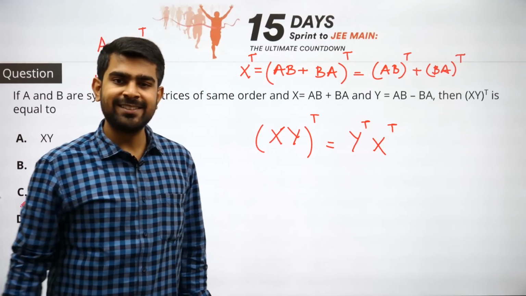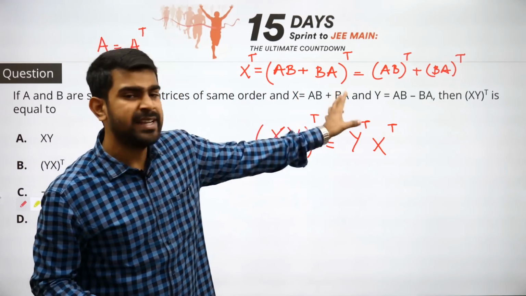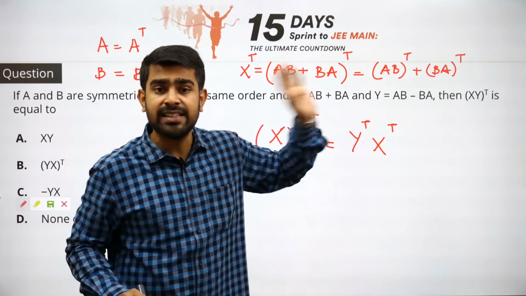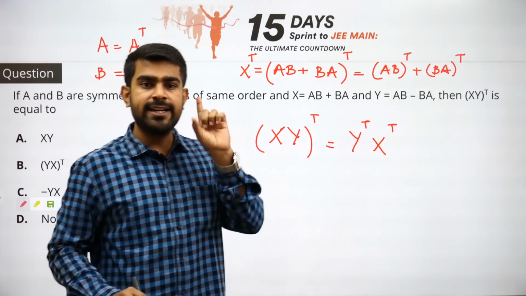How many of you agree with me? Everyone? Isn't that simple guys? So whenever you have A plus B the whole transpose, it is nothing but A transpose plus B transpose, and that is exactly the property I have used. But guys, watch carefully, it is not yet done.